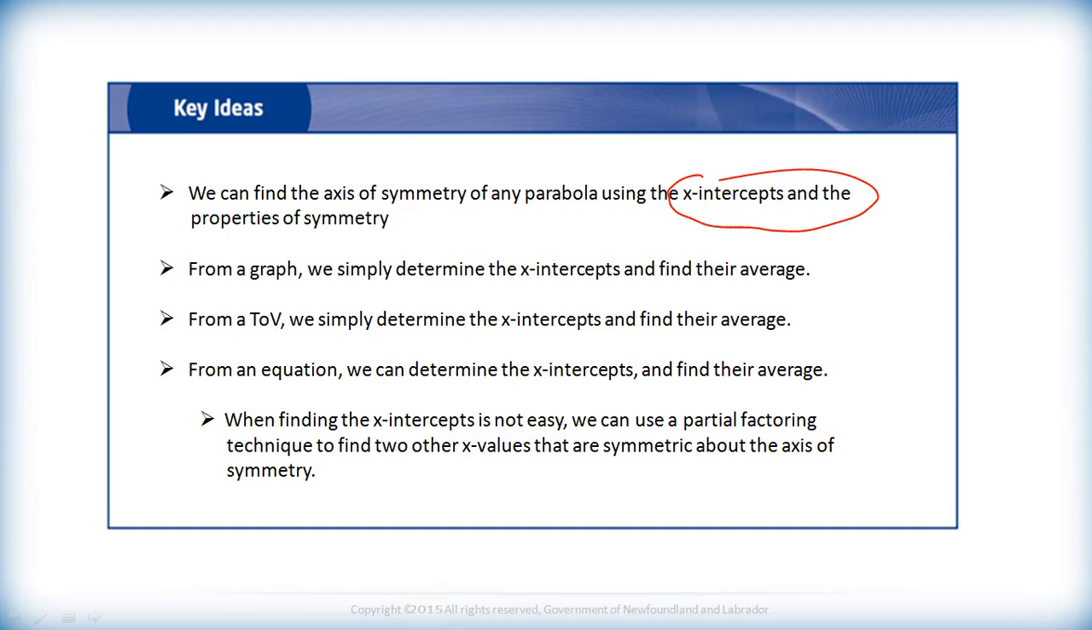And then we just use the properties of symmetry. So from a graph, we find the average of the x-intercepts, and the same thing from the table of values. From an equation, we find the x-intercepts from the equation and then find their average. Or when finding that is not easy, we use that partial factoring strategy. I hope that's helpful for some of you, or at least those of you who are actually going to do it that way. Okay? Good luck.